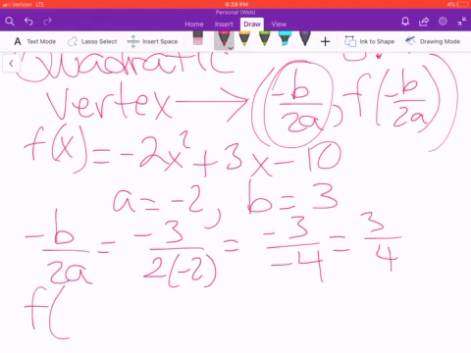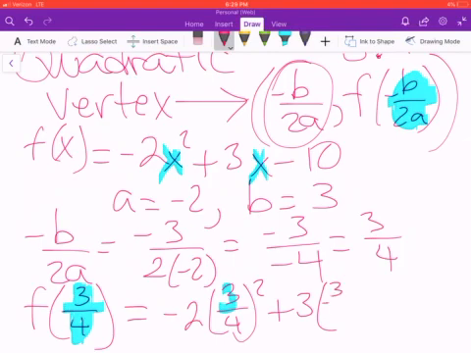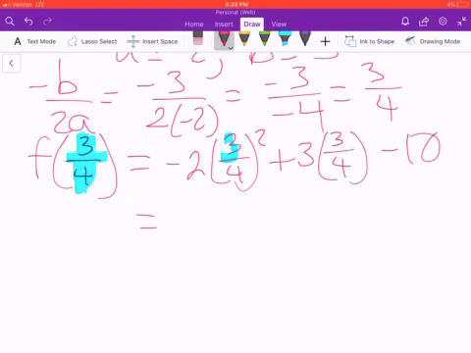Now remember that for every x there is a y, so if that's the x value of my vertex, then I need to find the y value. We will get it by substituting into the equation. So for every x that you see here, we're going to substitute this number, the 3/4. And that's what's going to give us the y coordinate of our vertex. And so this will be negative 2 times (3/4) squared plus 3 times 3/4, and then a minus 10. And I'm running out of battery, so I'm going to try to do this fast.